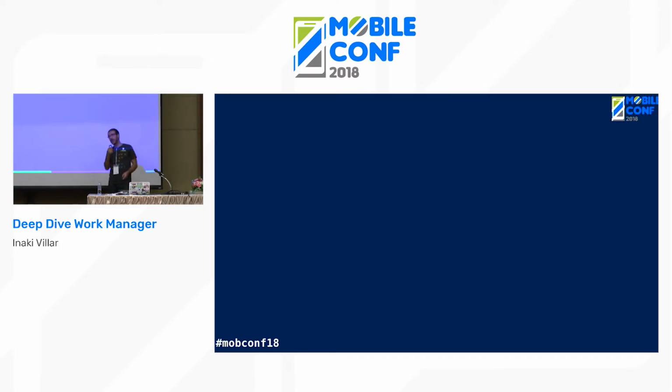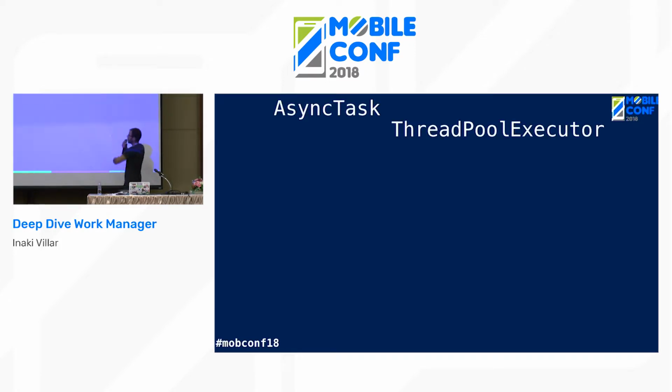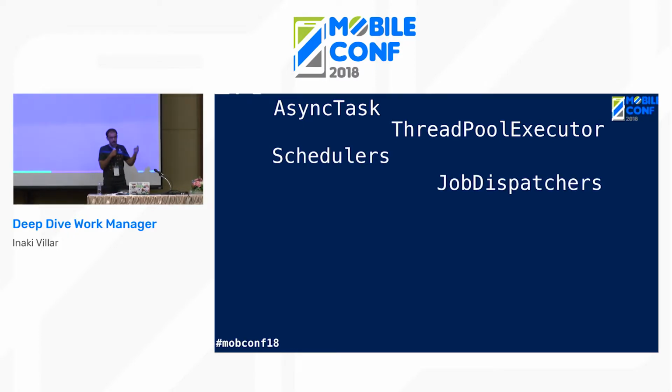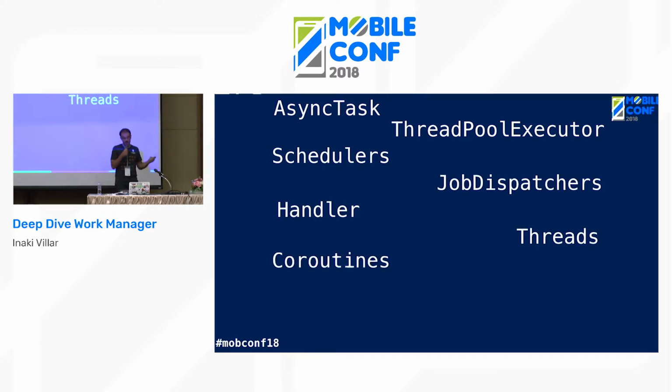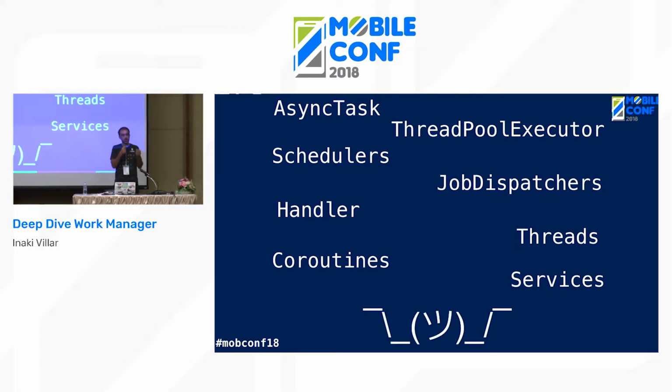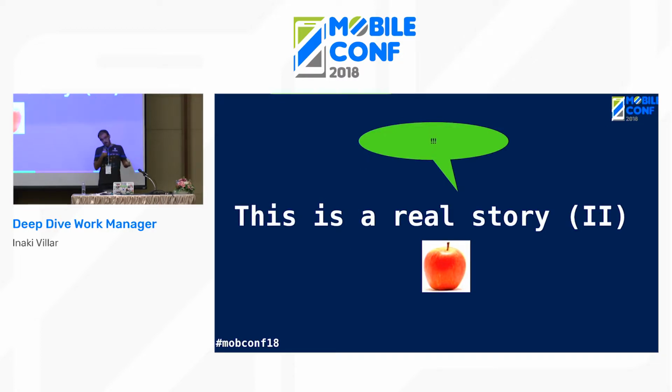So the poor guy was asking for something, and got AsyncTask, thread pool executors, schedulers, job dispatchers, handlers, threads, coroutines, services, and that's it. So still it's not quite clear, right? And I'm sure that, again, I asked some guys from Agoda, and I never got the same response. But let's talk about another real story.